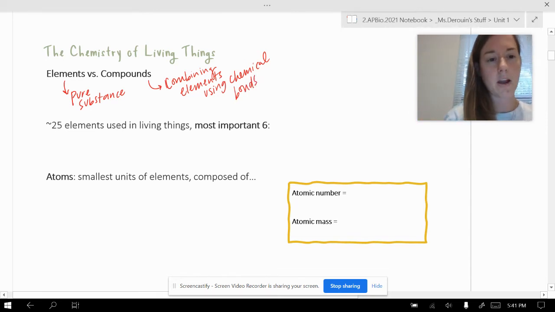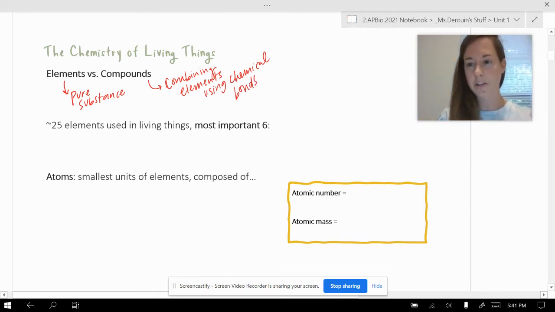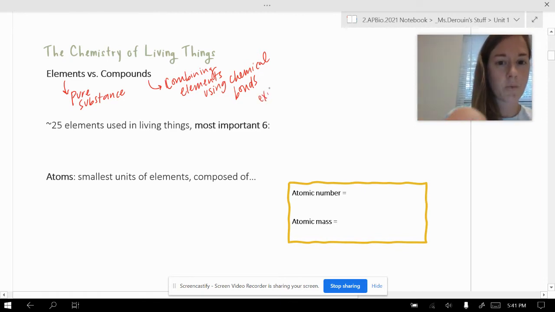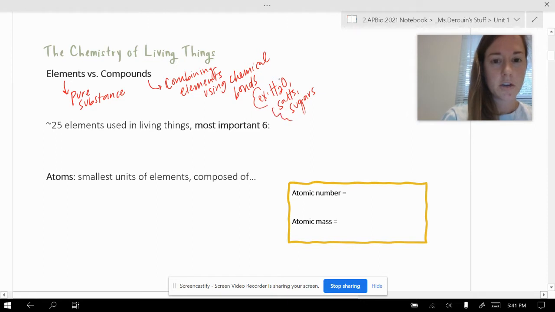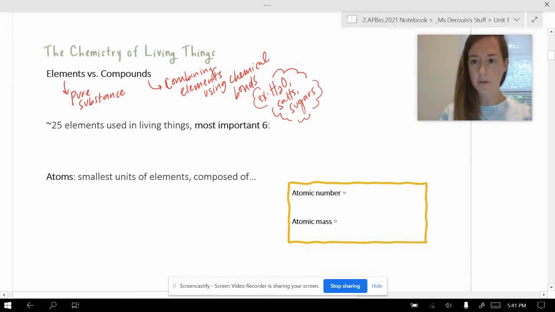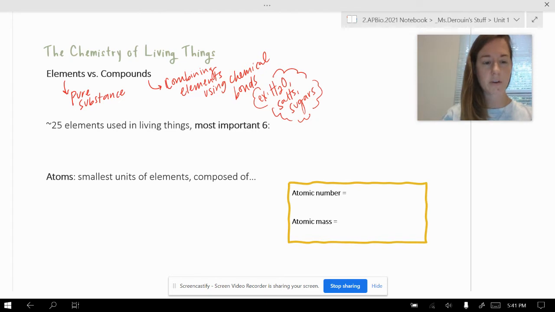Examples of elements are your regular carbon, oxygen, nitrogen, the whole periodic table. And then compounds are going to be things like water, salts, sugars. And compounds are going to be more important for what we're talking about in AP Bio this year. We're going to be focusing on pretty big molecules, even in our biochem unit, and then just getting bigger from there. So there you go.